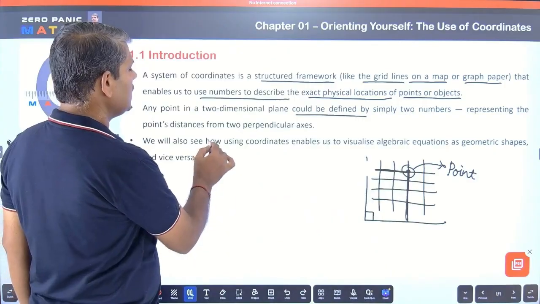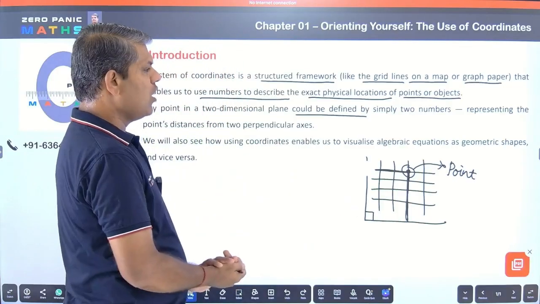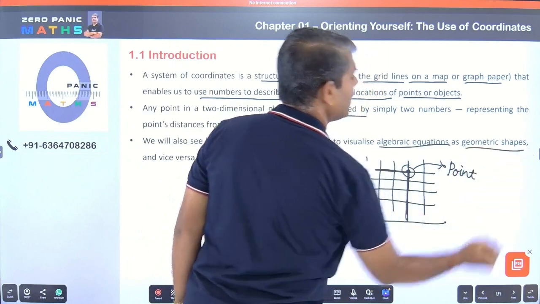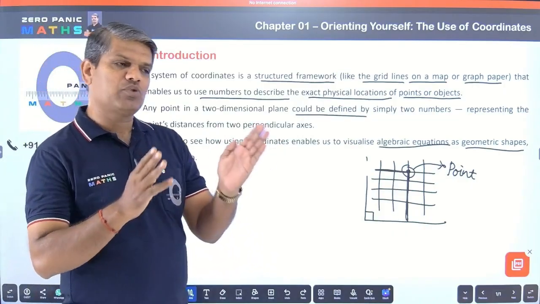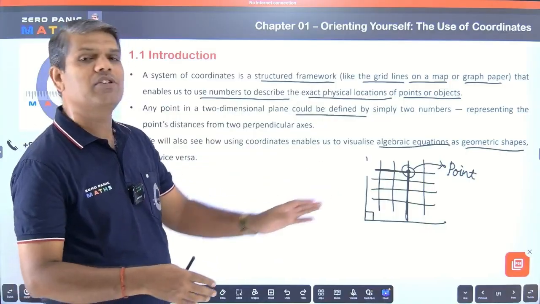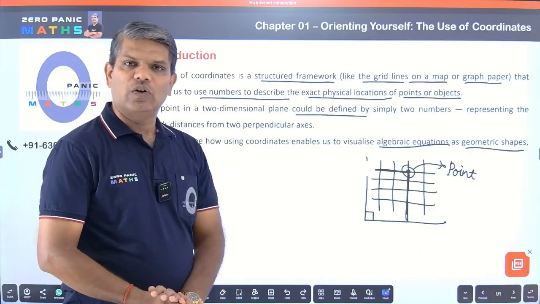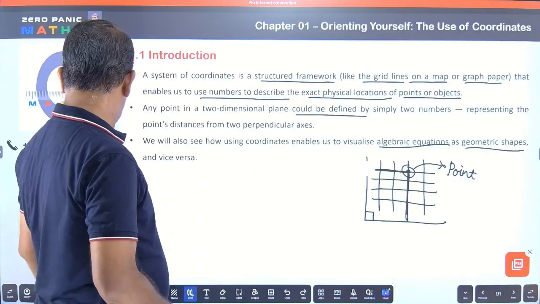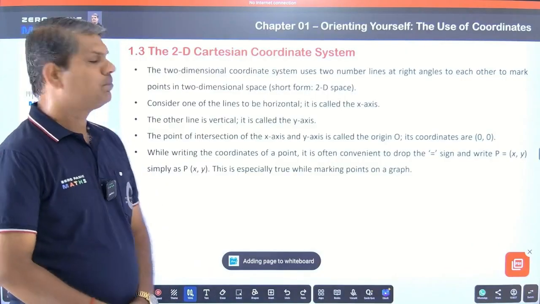We will also see in this chapter how we use this coordinate system to represent algebraic equations and also geometrical shapes, and vice versa, because geometrical shapes like triangles and rectangles can be represented on graphs in a two-dimensional plane, and the other way also. So we will see. This is a simple introduction, Introduction 1.1.